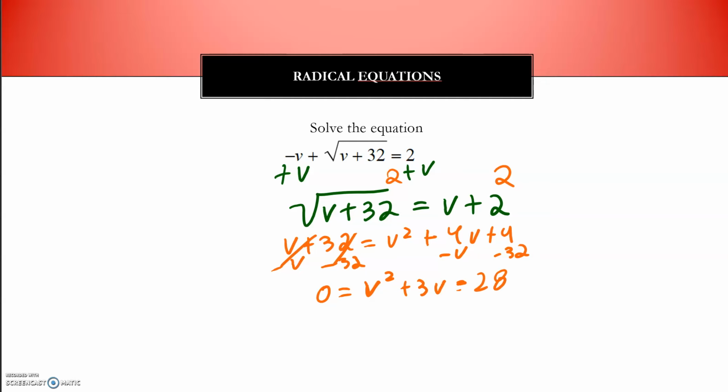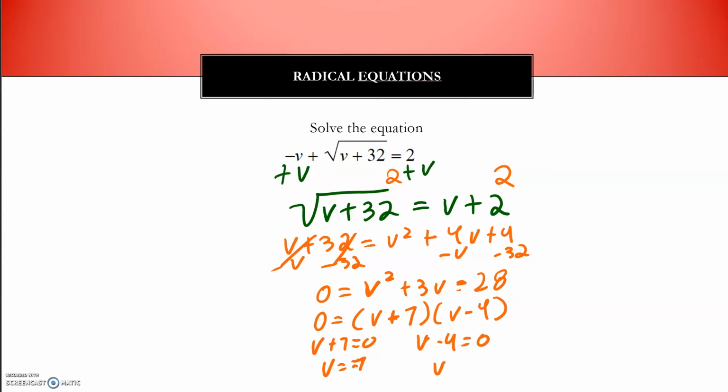Okay, so I'm still going to keep factoring as long as I can. It's 4 and 7, so that would be positive 7 and negative 4. Right, because negative 4 times 7 is negative 28, and negative 4 plus 7 is positive 3. So that would mean v plus 7 is 0, and v is negative 7, and v minus 4 is 0, and v equals positive 4. Okay, and then we have to check.